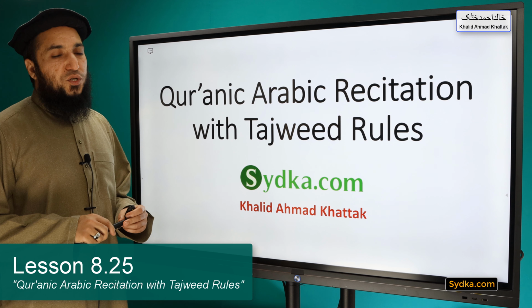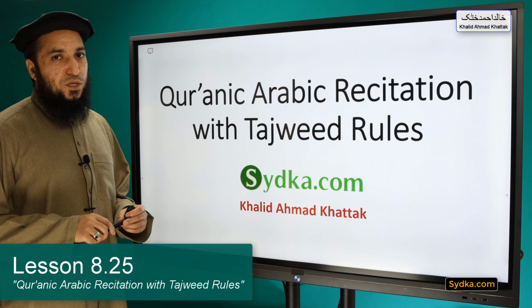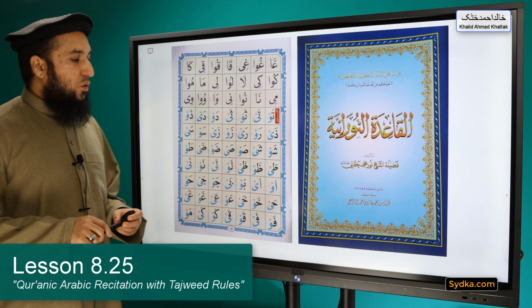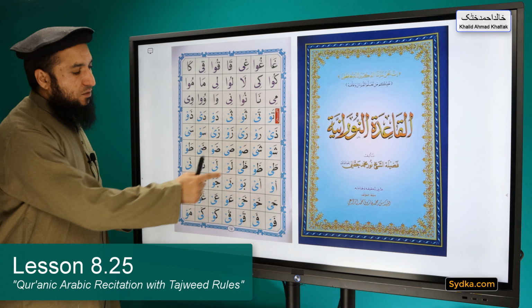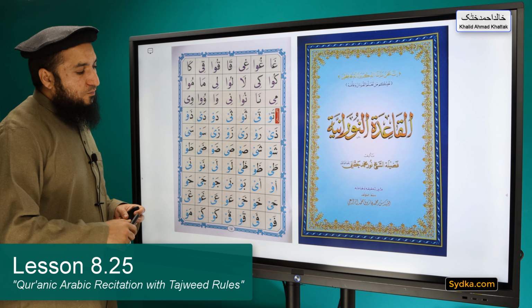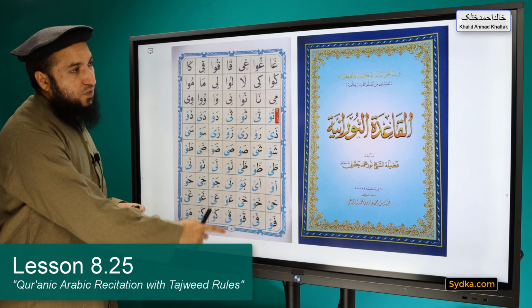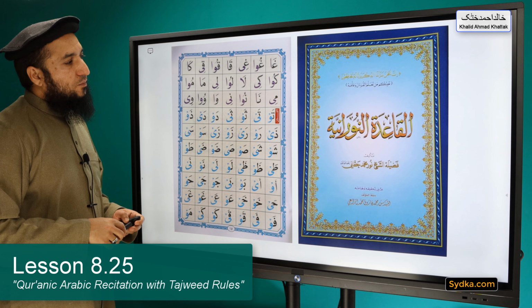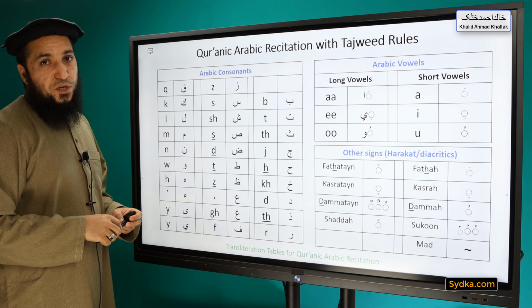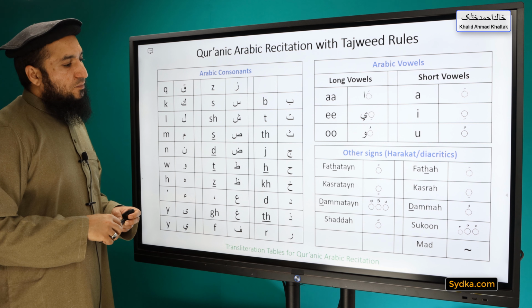Welcome back to another session of Qur'anic Arabic recitation with Tajweed rules. In this session, we will be studying another 8 syllables, that's from here till there. And it is on page number 15 of Al-Qaida Nuraniya. This slide is just a reminder for transliteration purposes.